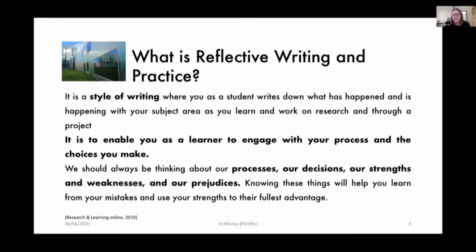But as I said, the main focus is on process, decisions, strengths and your weaknesses. As you start to write reflectively, focusing on those things will really help you express what you want to say in your reflection. So as it says on this slide, knowing these things will really help you.